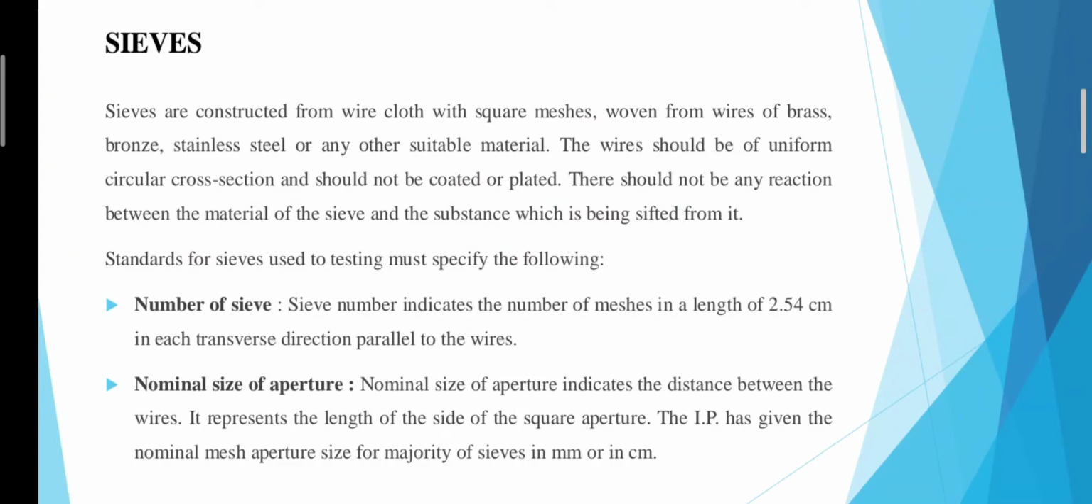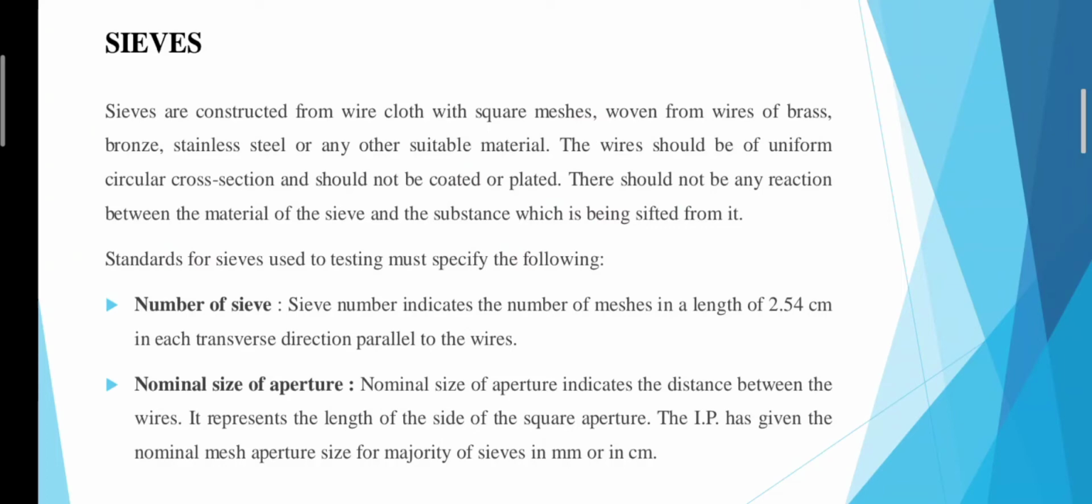Standards for sieves used for testing must specify the following: number of sieves. Sieve number indicates the number of meshes in a length of 2.54 cm in each transverse direction parallel to the wires. In exam, this question is asked: what is number of sieve? What is nominal size of aperture, etc.? Or give the standards of sieves. Number of sieves means sieve number indicates the number of meshes in a length of 2.54 cm. Note down: 2.54 cm in each transverse direction parallel to the wires.